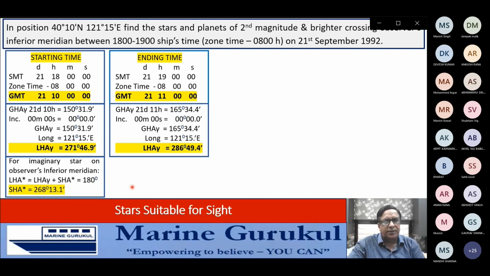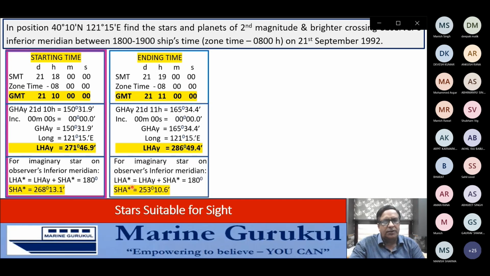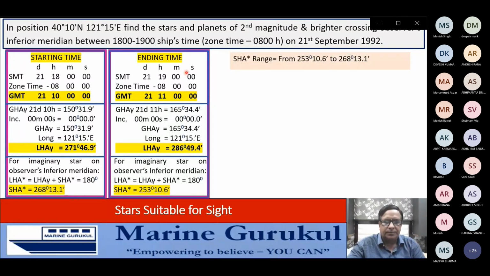Likewise, we get the SHA of the imaginary star on the observer's inferior meridian at the end of the interval, and we put the values, and we get the value of SHA as 253 degrees 10.6 minutes. So now we have obtained the range of SHA in which we have to find the stars and planets of the required magnitude. So the SHA range of interest to us is from 253 degrees 10.6 minutes to 268 degrees 13.1 minutes.